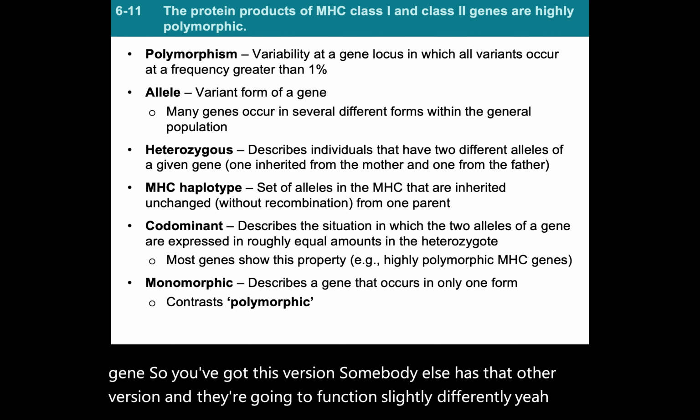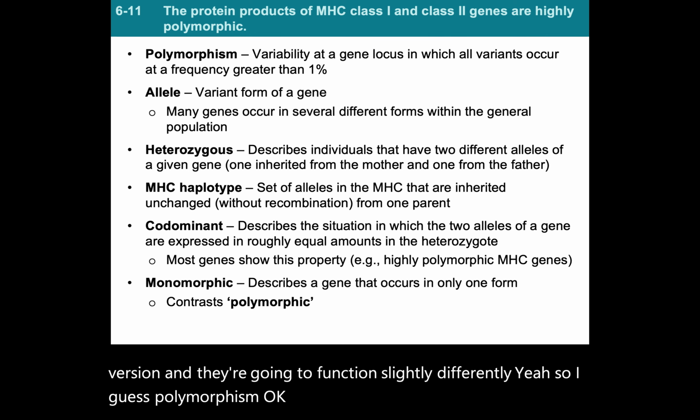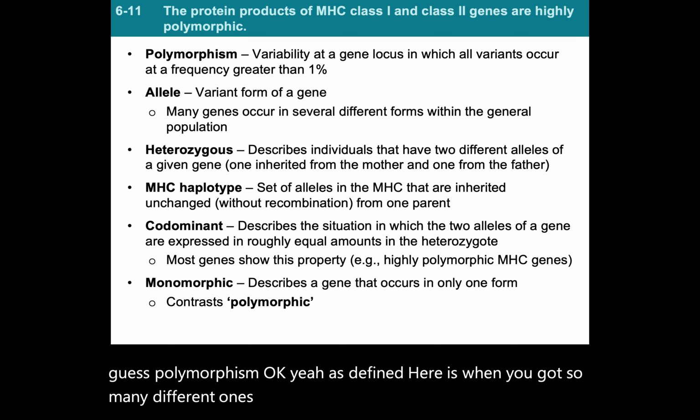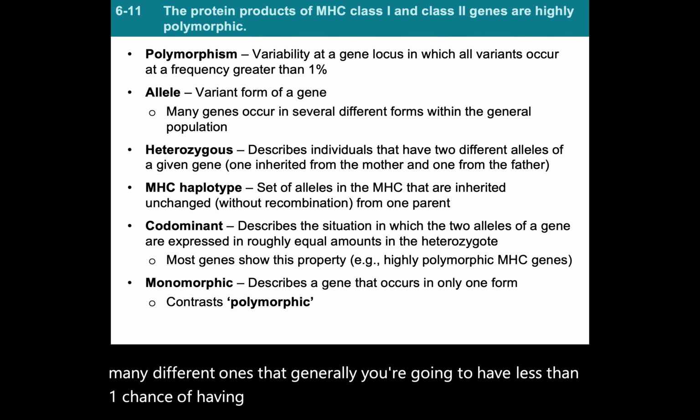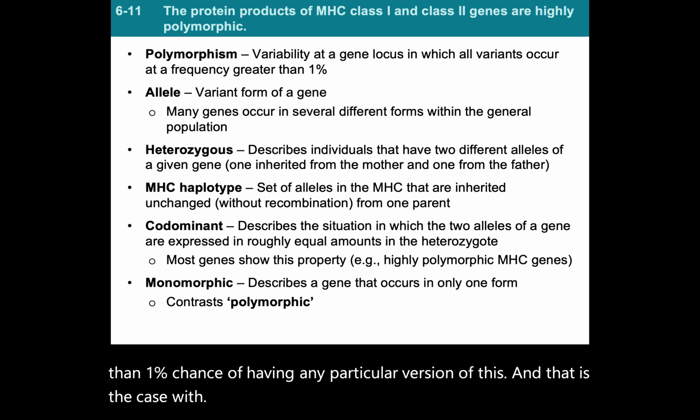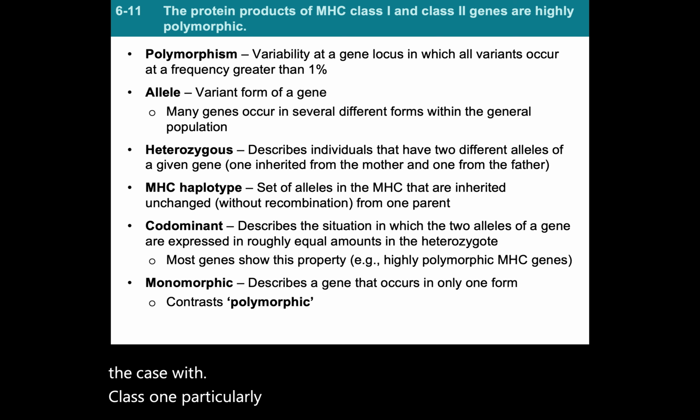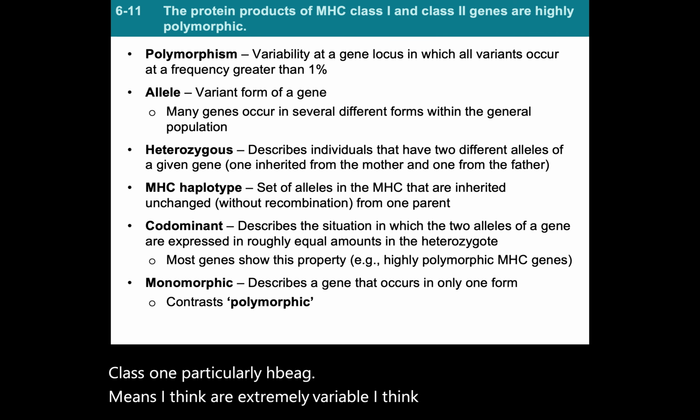I guess polymorphism, as defined here, is when you've got so many different ones that generally you're going to have less than 1% chance of having any particular version of this. And that is the case with MHC class 1, particularly the HLA-B genes, I think are extremely variable. I think the A's and C's are also variable, but a little bit less so.